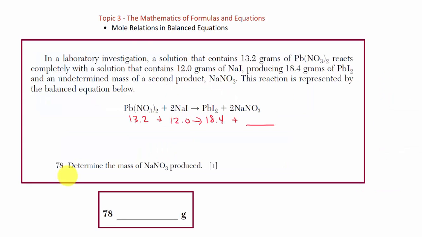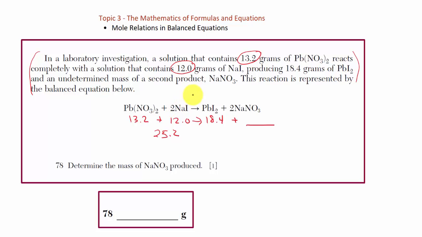Question 78. Determine the mass of sodium nitrate that is produced. As you read through the narrative, you get three pieces of information that relate to the masses of the compounds in this reaction. First, 13.2 grams of the lead nitrate. They tell you have 12 grams of the sodium iodide. So the reactant side of this equation has a grand total of 25.2 grams of material.